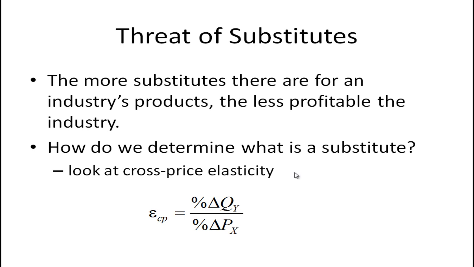Well, one way to do it is to use the concept in economics of cross-price elasticity. The cross-price elasticity, denoted by epsilon Cp here, is equal to the percentage change in the quantity of Y divided by the percentage change in the price of X. So we're going to see when we change the price of one good, what happens to another good's demand.